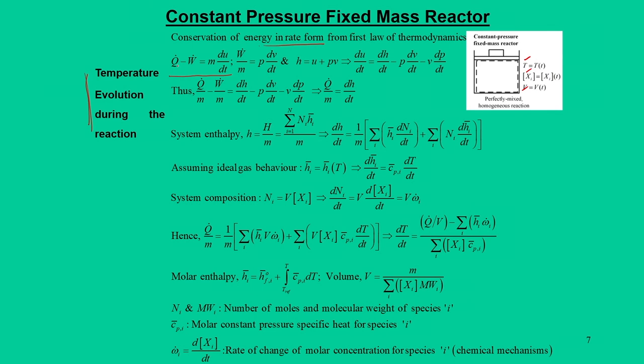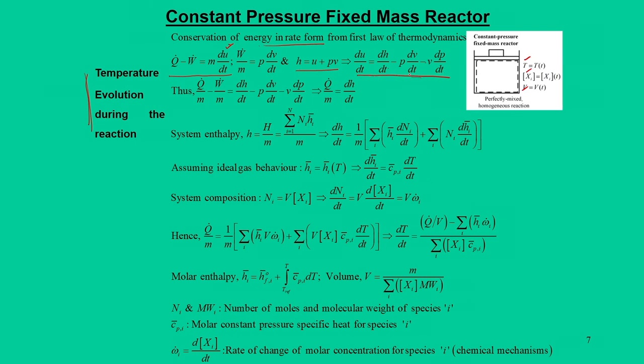That is how rate equations are expressed: Q dot minus W dot is equal to m into du by dt. And here the u term we express in the form of enthalpy. We know H is equal to U plus PV. From there, we can frame an equation: du by dt is equal to dh by dt minus P dV by dt minus V dP by dt.